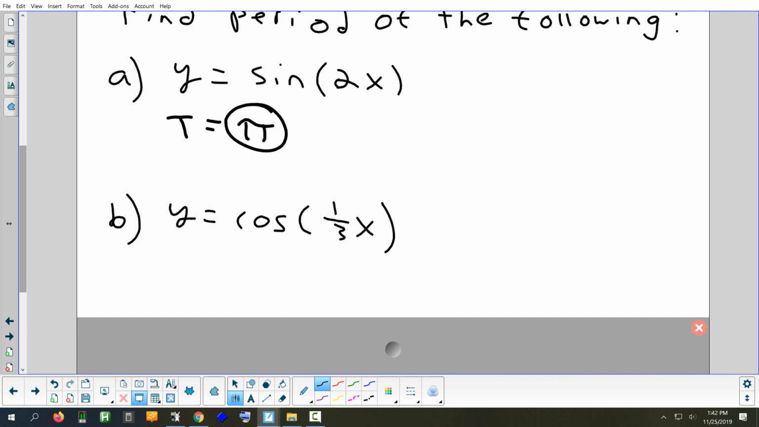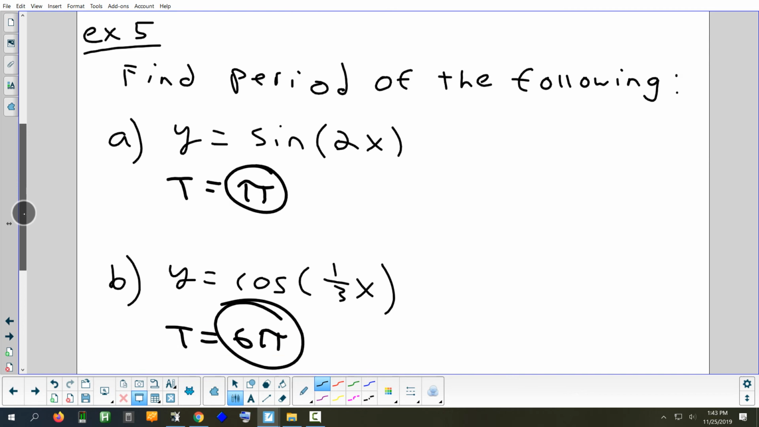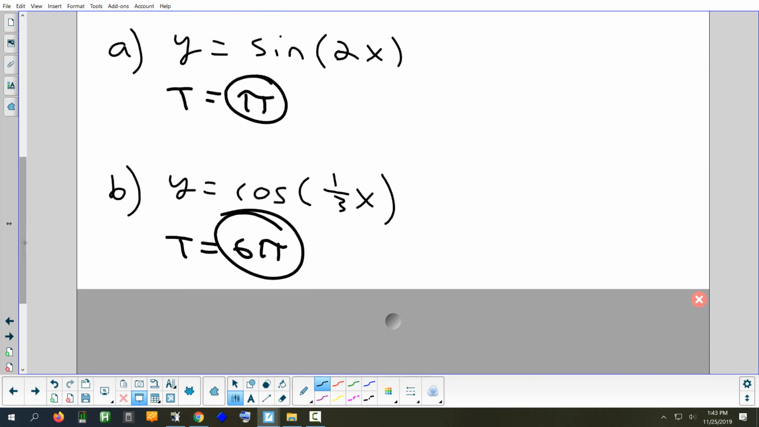How about this one? What would be the period there? 2 pi over 3. Wait. 6 pi. You're so smart. 2 pi divided by 1/3. 2 divided by 1/3 is 6. Think about 1/3. That's a small number. The graph should get bigger, and it did. The period got 3 times as big as it normally should be.